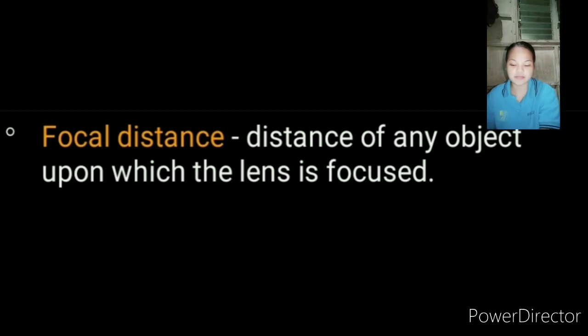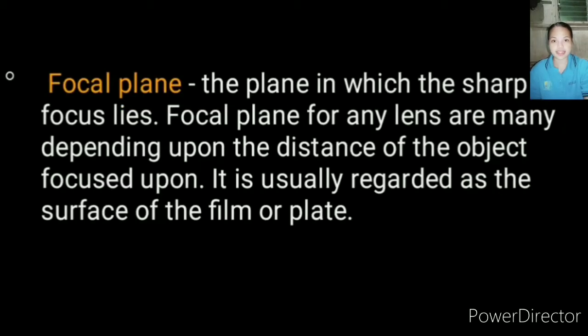Distance of any object upon which the lens is focused. So, focal distance is the distance between the subject you are focusing on to the camera sensor. Focal plane, the plane in which the sharp focus lies. Focal planes for any lens are many, depending upon the distance of the object focused upon. It is usually regarded as the surface of the film or plate. So, focal plane is the distance between your camera lens and the perfect point of focus in an image.